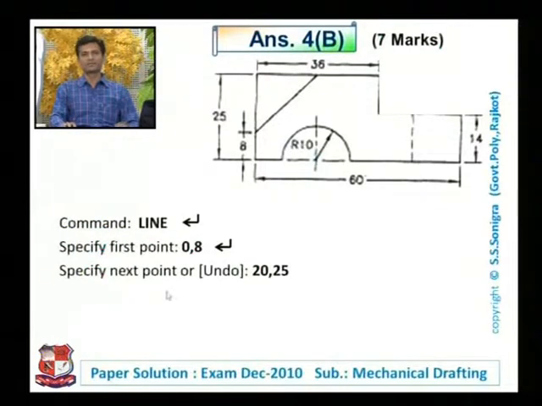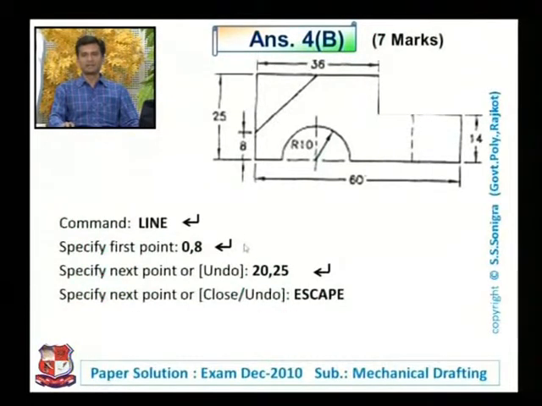Then specify next point. Next point means the coordinate of this point, and it would be 20,25, because this distance is not given to us, but this radius is 10, so we assume 10 plus 10, that is 20. So the x coordinate of this point would be 20 and the y coordinate would be 25. So from here to here it will draw a line, enter and escape. It will end this command. This command is completed, so we have drawn this line with these steps.